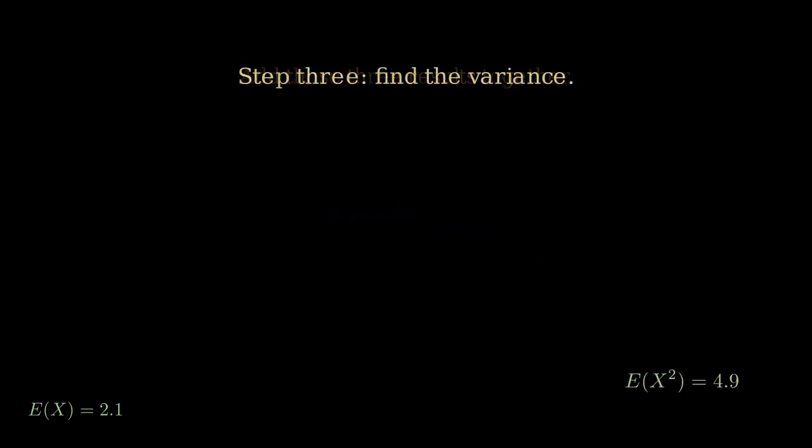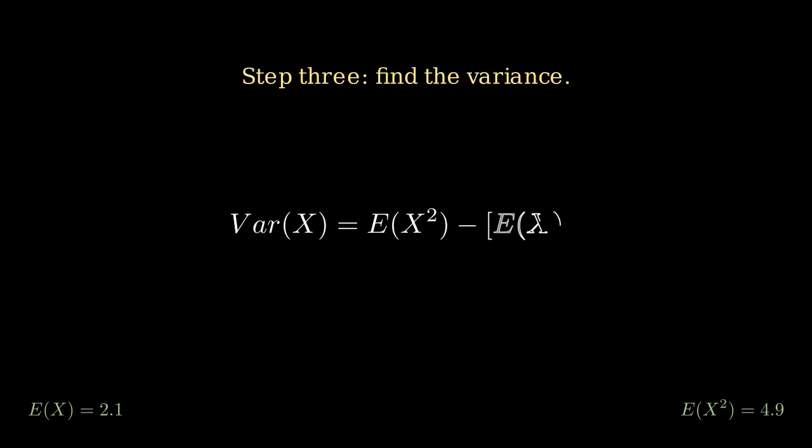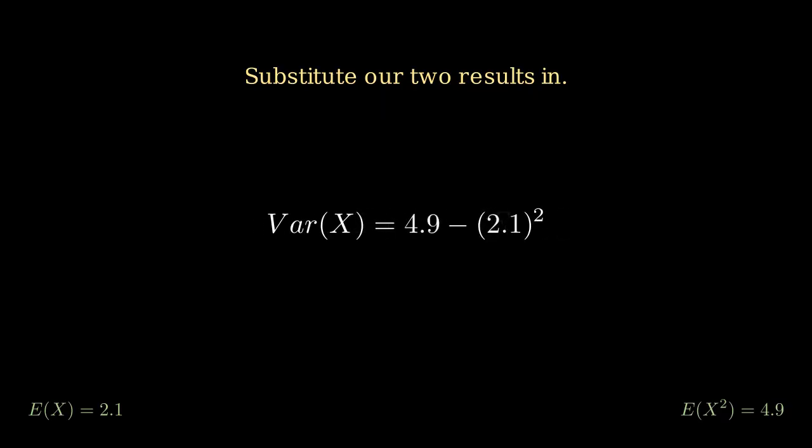Step 3, let's find the variance. Variance of x equals expectation of x squared minus open bracket expectation of x close bracket squared. Let's substitute in our two results. Variance of x equals 4.9 minus open bracket 2.1 close bracket squared.